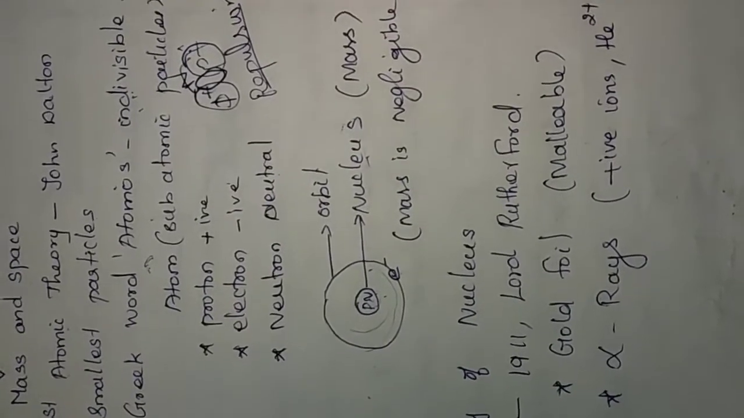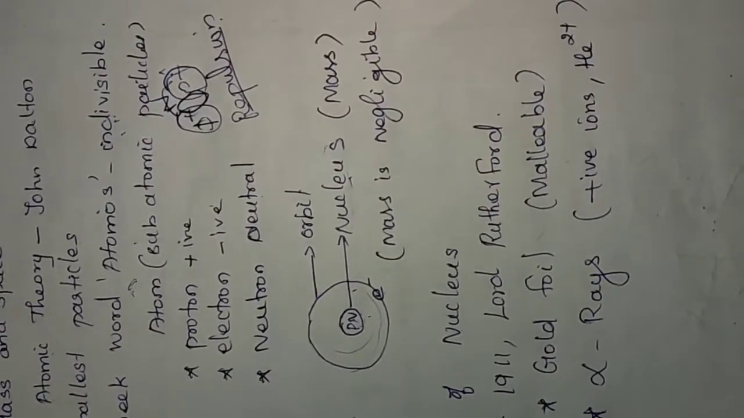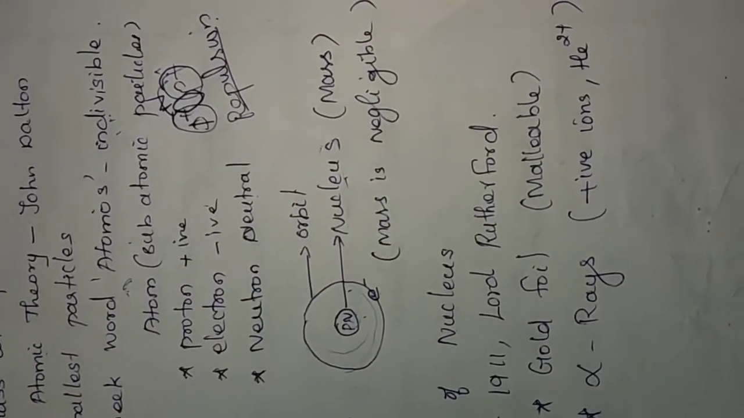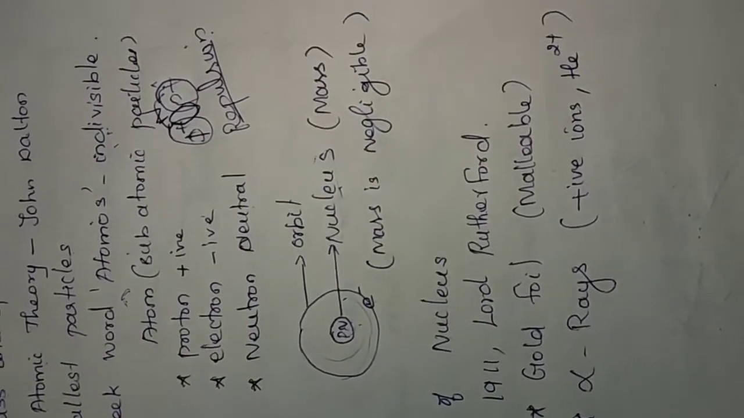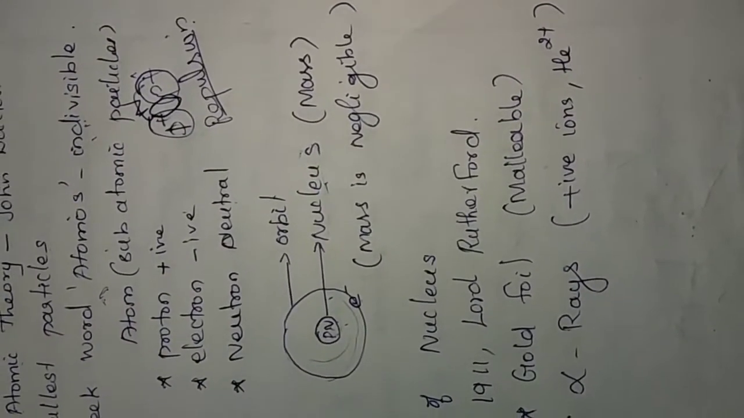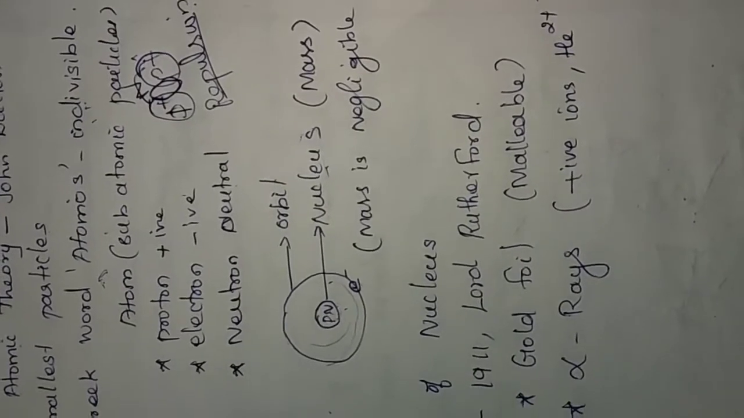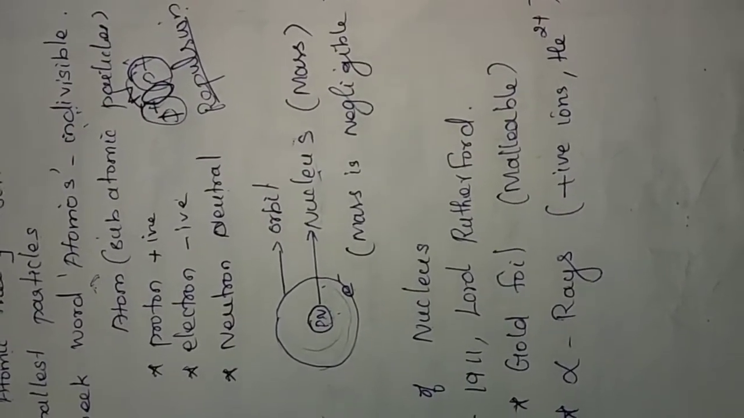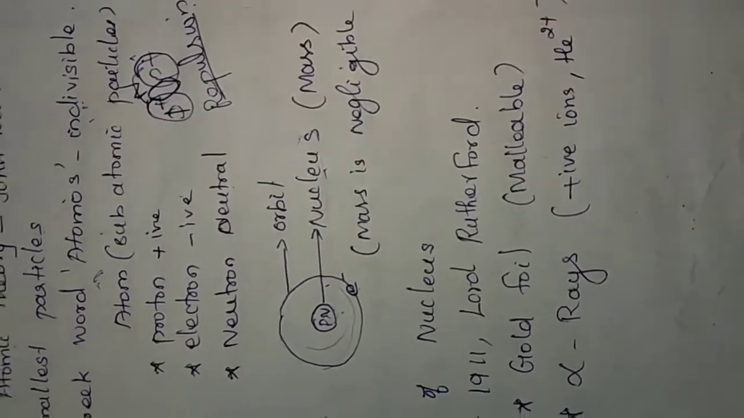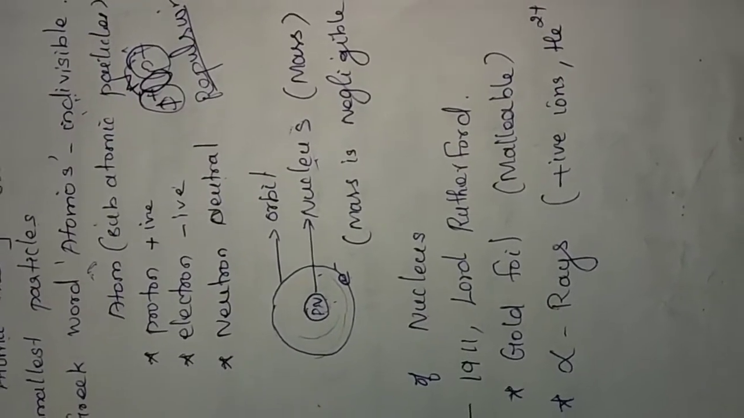Proton, electron, neutron. Proton and neutron are present inside the nucleus. Electrons are present outside the nucleus. And the mass of the atom is given by the nucleus. It totally depends upon the nucleus. Okay? And each component was discovered by different persons.